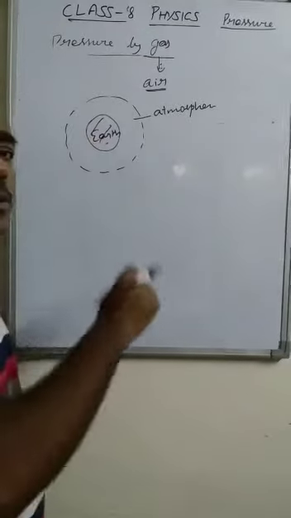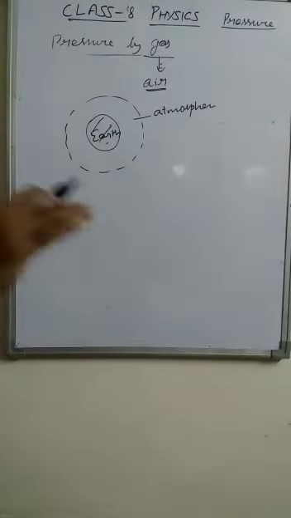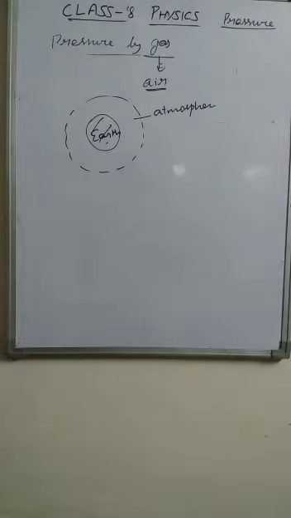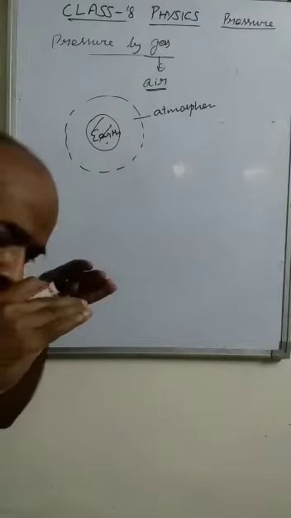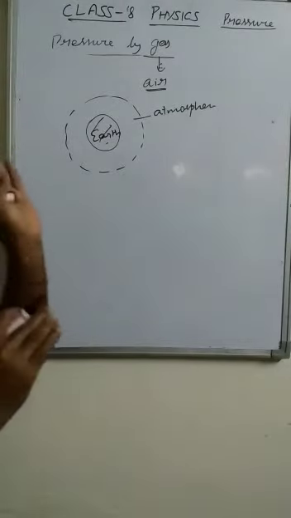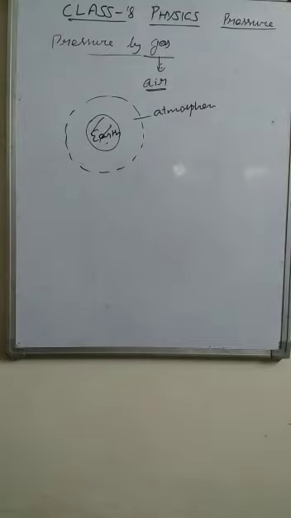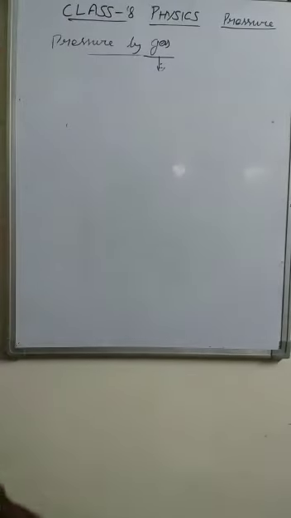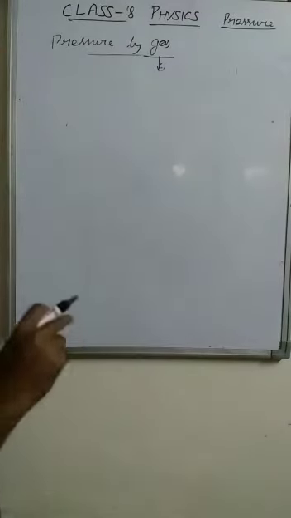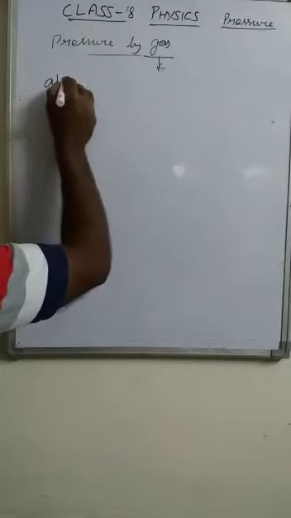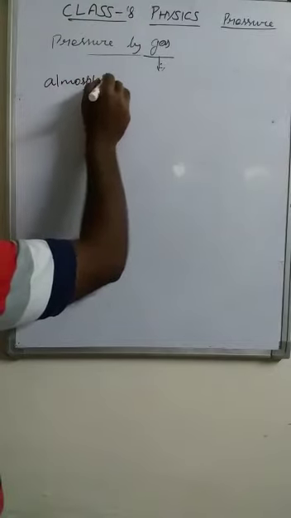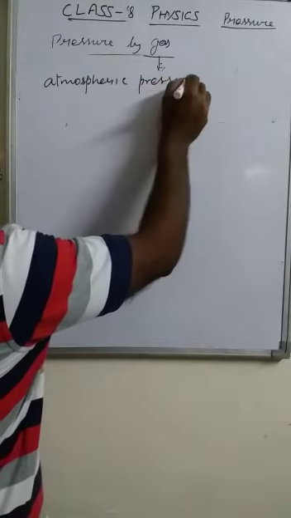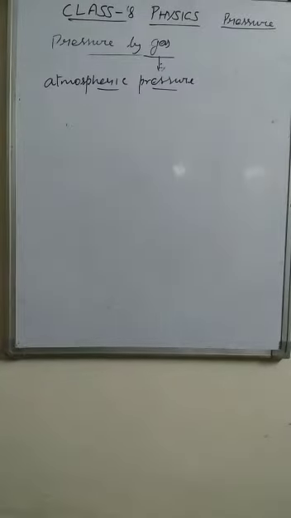Here the air also exerts pressure on everything. If anything is moving in air, it experiences pressure. Otherwise, if you are at rest at some place, then also the air exerts pressure. And that pressure exerted by air on anything is known as atmospheric pressure. Atmospheric pressure is the pressure exerted by air on everything.